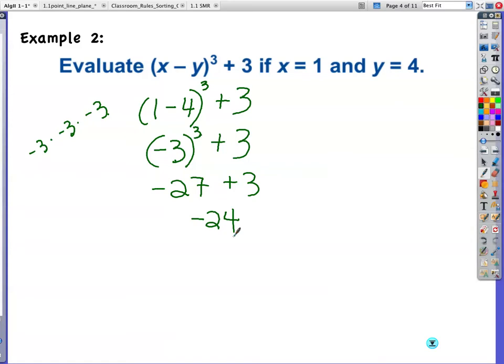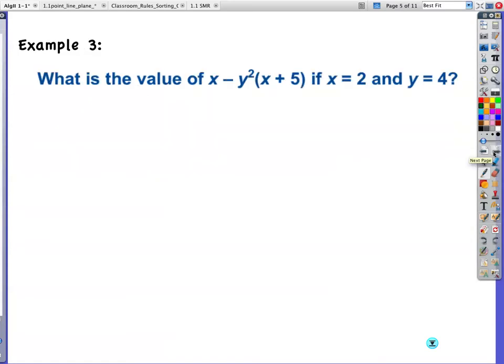Okay? Example 3. What is the value of x minus y squared times x plus 5 if x equals 2 and y equals 4? So I'm going to substitute my values of x and y into the problem. X is 2, and then we have minus a y, which is 4, squared, and then once again I put an x in place of, or a 2 in place of the x, plus 5.